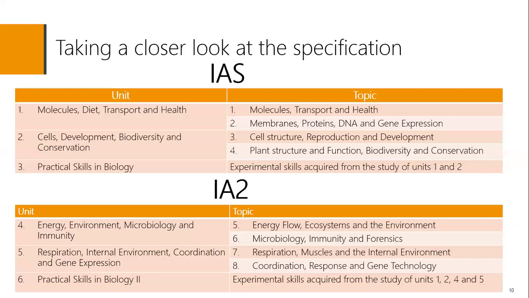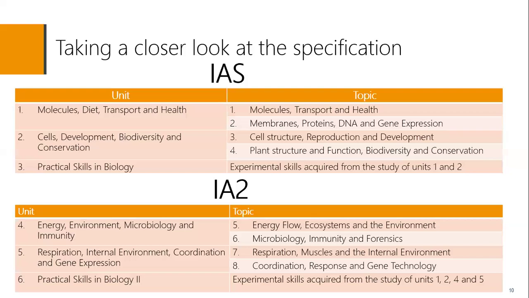Note the IA2 follows a similar pattern to the IAS. Units 4 and 5 detail biological knowledge and understanding that will be assessed in the examination for these units. Unit 6 details practical skills that will be assessed in the examination for this unit. Again, the practical skills can be developed using practicals included in the specification contents for Units 1, 2, 4, and 5.